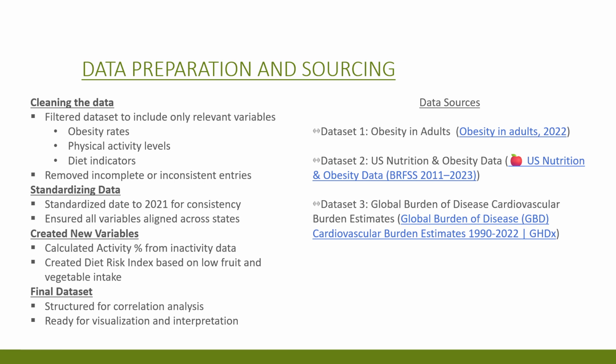As we continue down the CRISP-DM process, we move on to understanding our data. First, we had to find data from various sources. In this case, we've had 3 different sources, and then we cleaned that data. So the data was filtered so that it met our conditions of obesity rates, physical activity levels, and diet indicators. We removed any incomplete or inconsistent entries. The data was standardized across the variables. New variables were created for statistical analysis. And then we had a final data set that was structured to lead to some correlatory analysis.